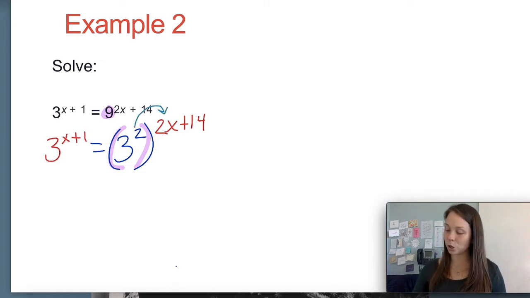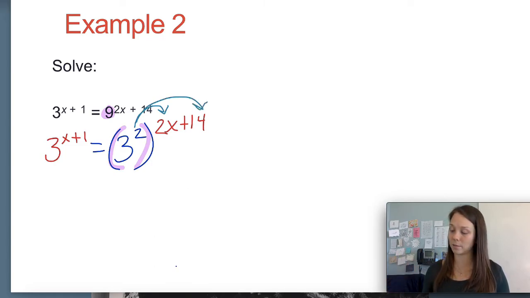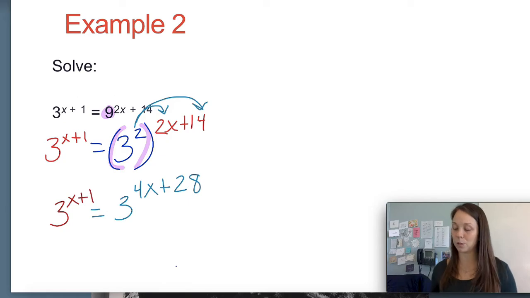And so this 2 needs multiplied by all the pieces outside of the parentheses. So that's going to end up giving me 3 to a power of 4x plus 28. And then the other side is going to stay the same. So 3 to the power of x plus 1.